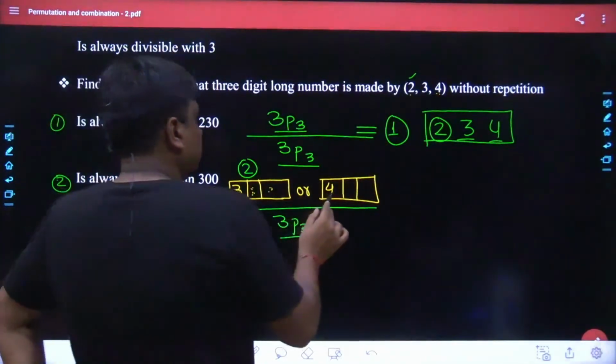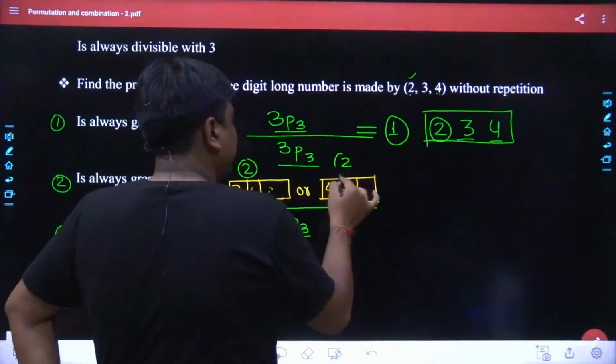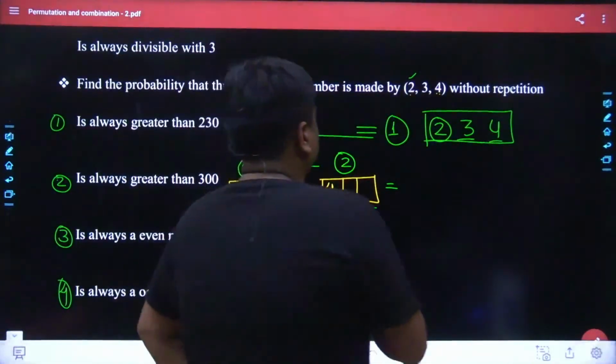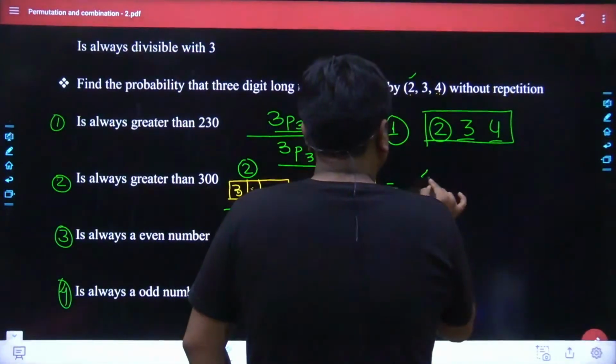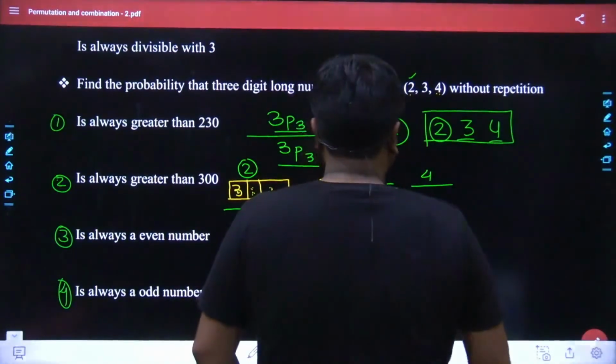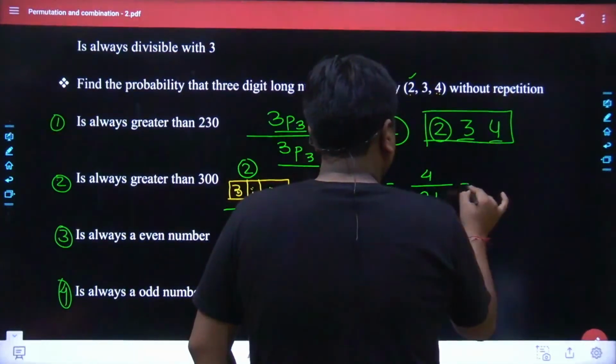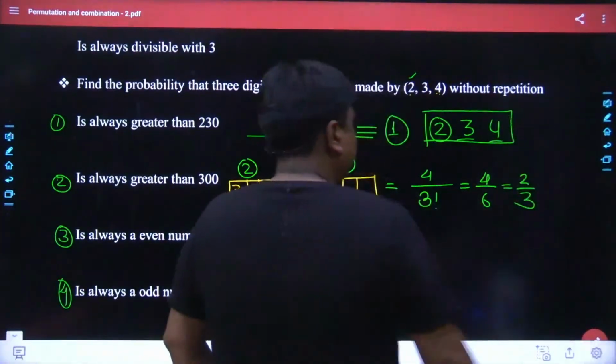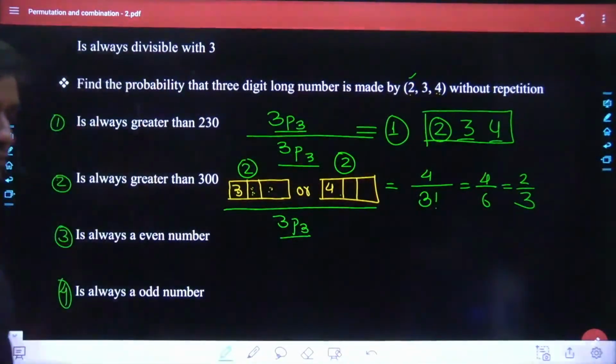And similarly, here also the 2 possibilities we have been left with. So the result which we are supposed to get is 2 plus 2, that is 4, and towards the denominator side 3P3, that is 3 factorial, and here it becomes 4 divided by 6, 2 divided by 3. Agreed? Yeah.